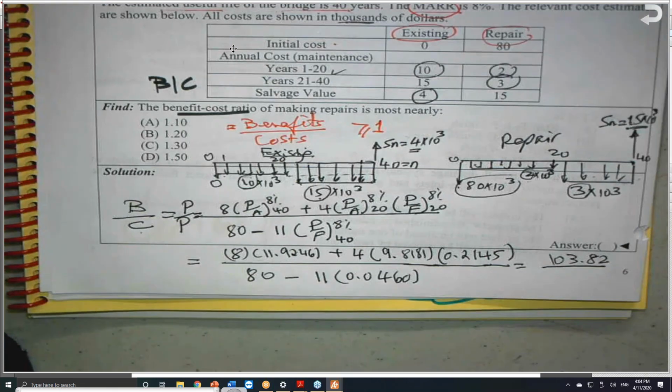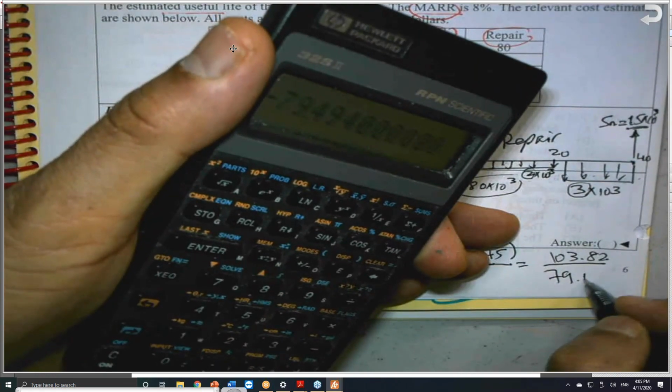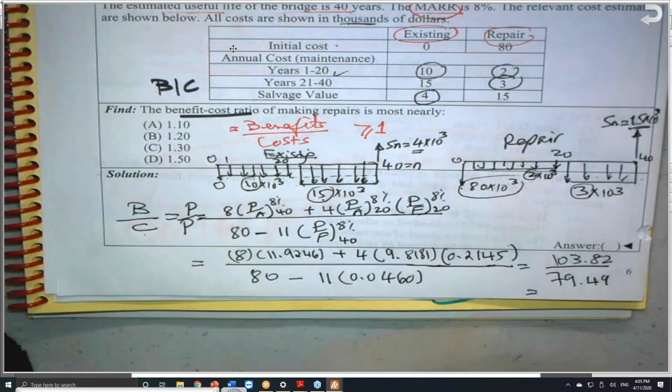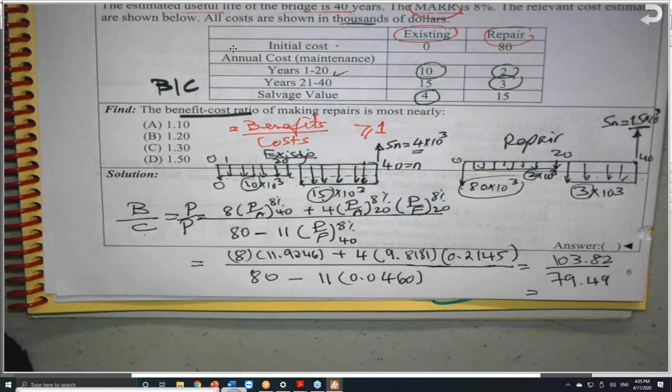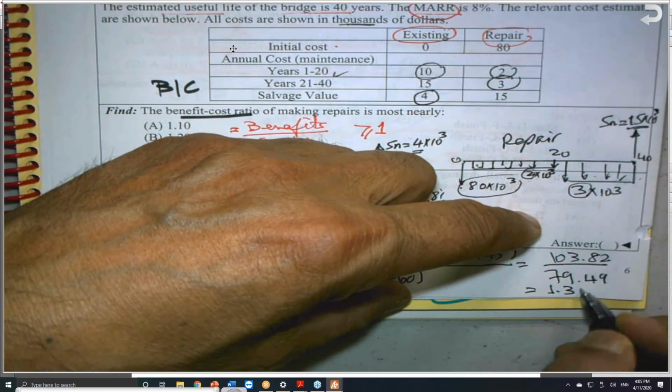I will repeat it one more time. And the 11 enter 0.0460 enter, and 11 times, and 80 minus, so it is 79.49. If you do this and multiply it by the 103.82 times, I got about 1.306, which is 1.3.